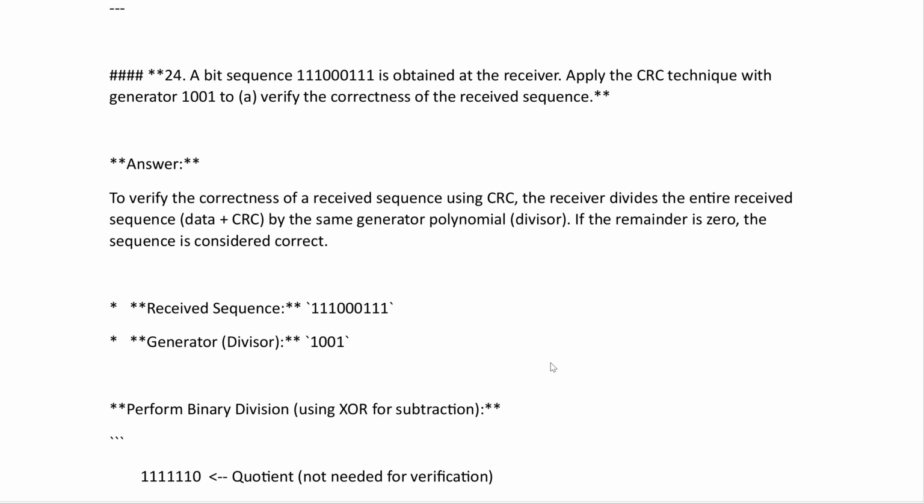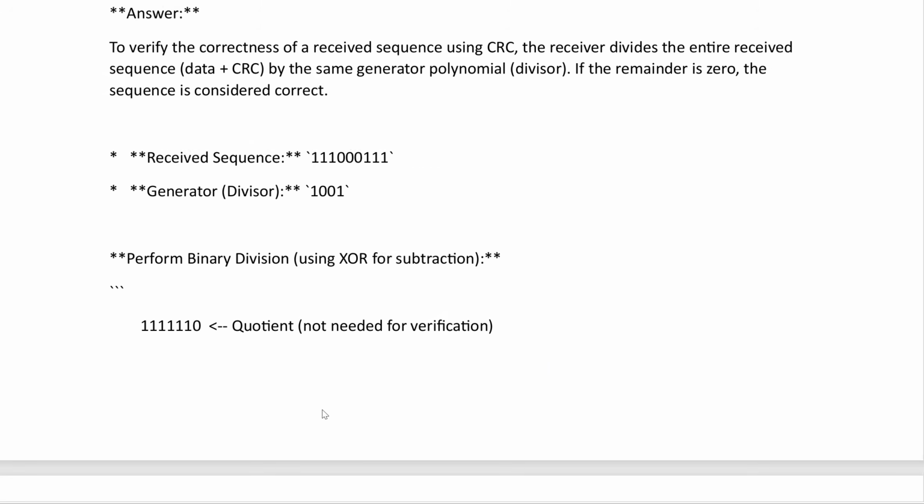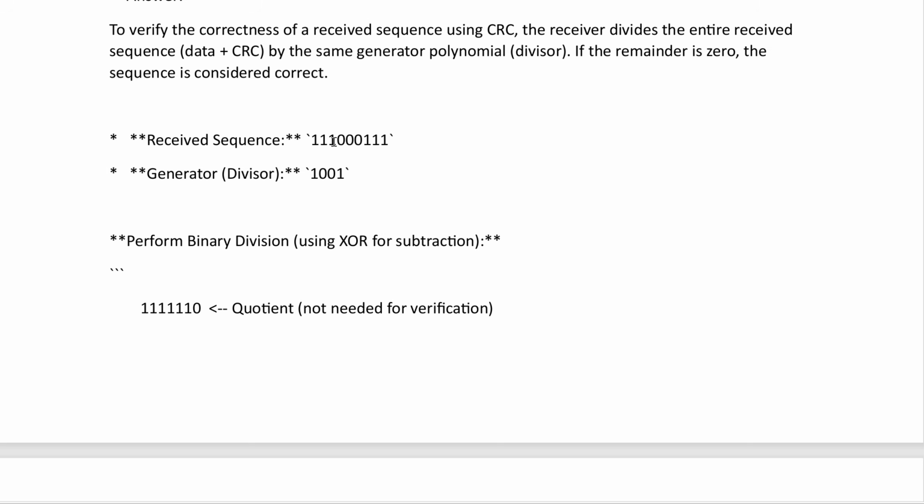XOR means 0 0 will result in 0, 0 1 will result in 1, 1 0 will result in 1, 1 1 will result in 0. That is the XOR operation you know now. So simply we divide, this is the quotient. When we divide this quantity by this quantity, this quotient will come. Clear?